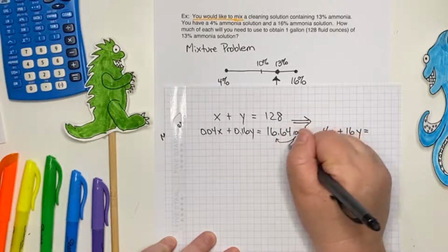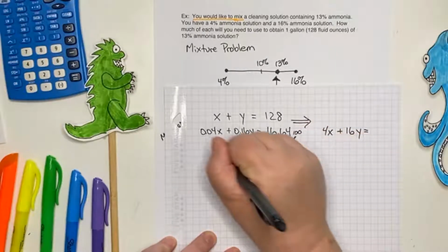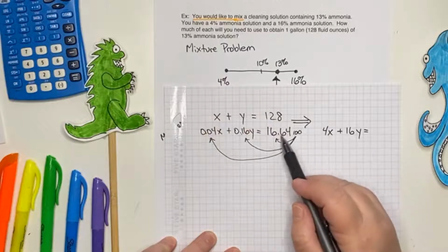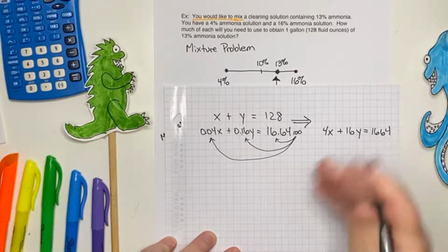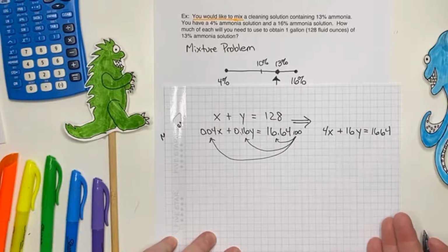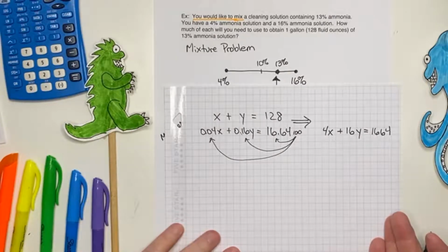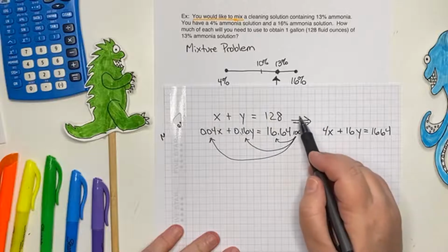Everybody gets a 100. This is the distributive property. 100 times this, 16.64 becomes 1664. So it's kind of nice. All the decimals went away. Now, in this moment, what am I going to multiply on top?